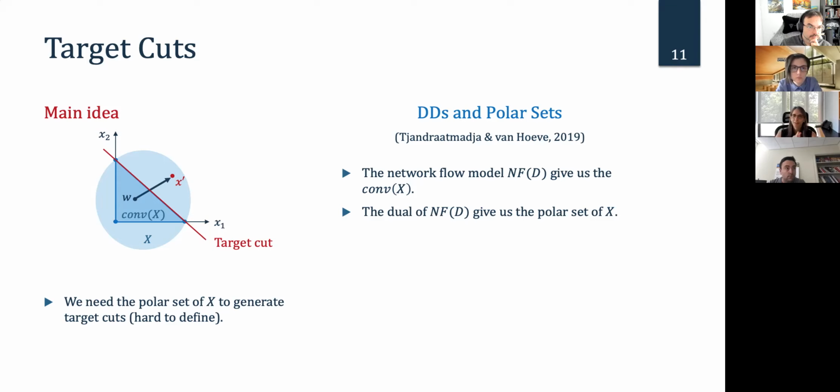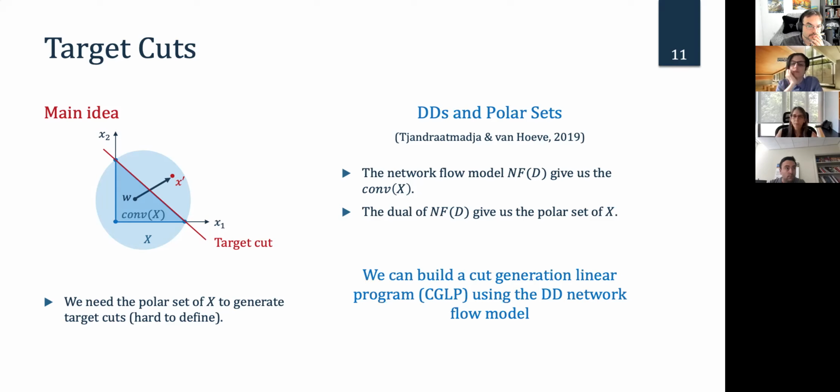So this is where the network flow model comes and saves the day, because, as I said before, the network flow model can give us the convex hull, but if we take the dual, it can also give us the polar set. And this is the main component to get these cuts. So what they did, just a brief summary, is that you can get what is called a cut generation linear program. So it's basically a linear program where you have this network flow model of the decision diagram to generate these cuts. And it's basically as efficient as solving the network flow model of the decision diagram. It has some extra constraints, but it's almost the same as solving this network flow.